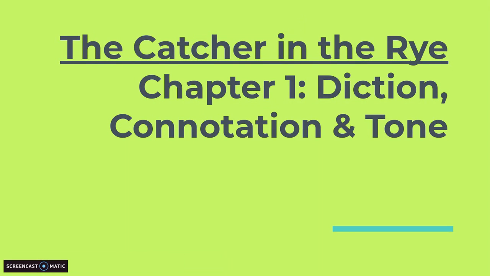We are going to read our first chapter of Catcher in the Rye. But in order to do that effectively, we are going to be focusing on a few different linguistic literary techniques, those being diction, connotation, and tone. The three musketeers of word meaning.